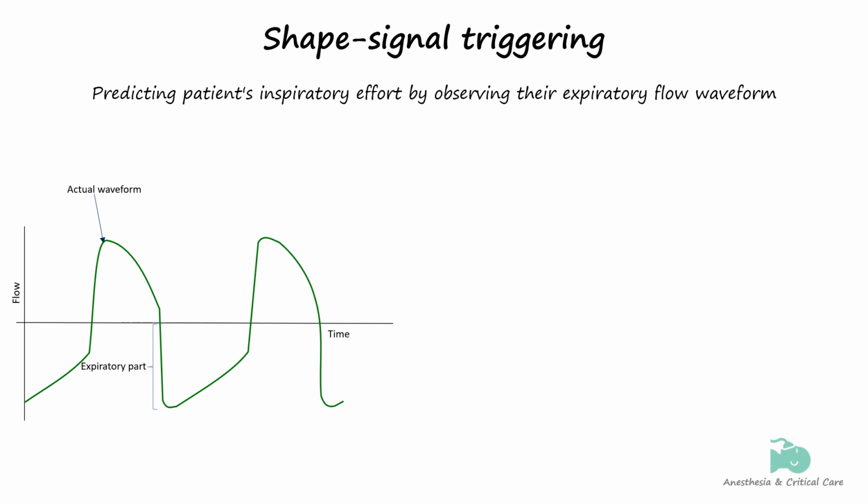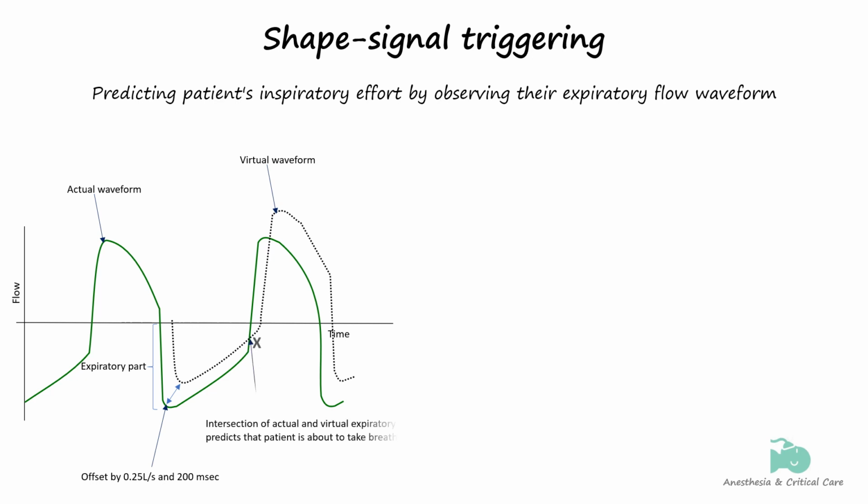In shape signal triggering, a virtual flow waveform called shape signal is generated by the ventilator. This virtual signal is less than the actual flow by 0.25 liters per second and delayed by 200 to 300 milliseconds. The ventilator is triggered when the expiratory flow curves of the actual and virtual waveforms intersect.